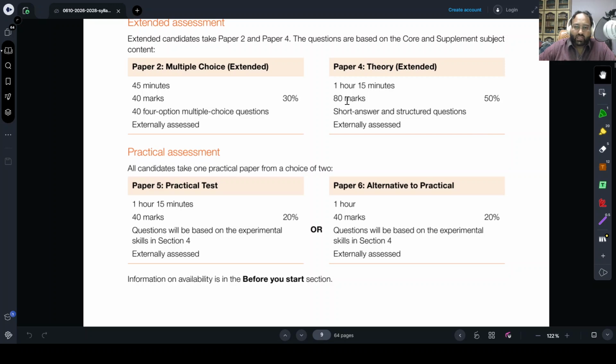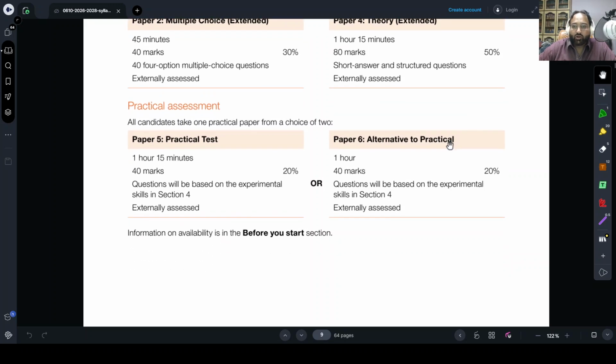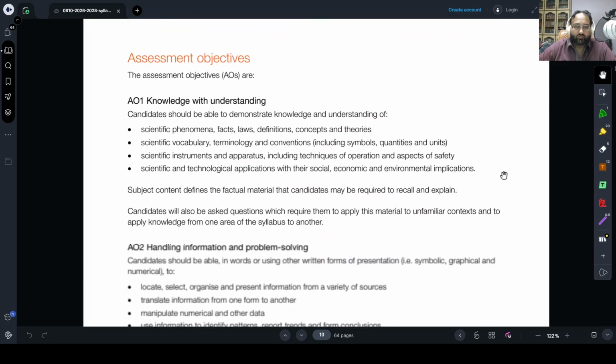The theory paper is 80 marks. It is an hour and 15 minutes long, which is 75 minutes, which is actually shorter than what Cambridge would usually give. It would usually give an hour per mark, which would give you an hour and 20 minutes at least. So probably because you have matching tables and fill in the blanks and stuff like that, which doesn't take as long to answer. And then you've got paper 6, which is the alternative practical. It's a 40 mark paper, 1 hour long, and 20% of your grade.